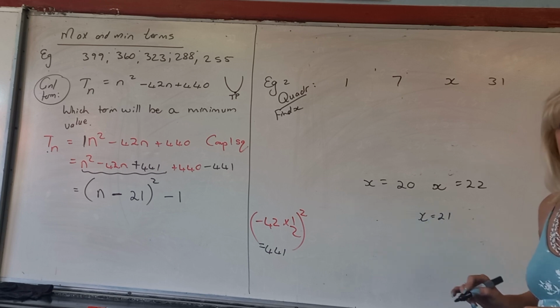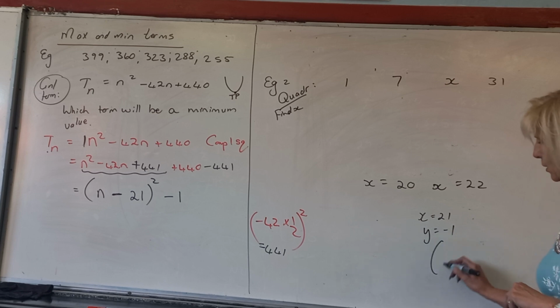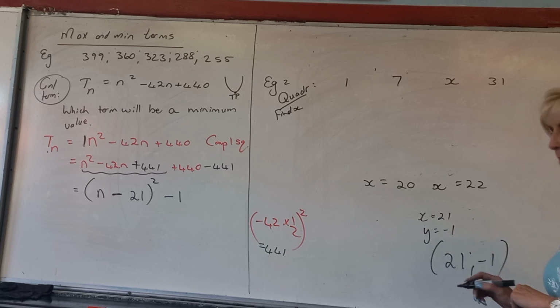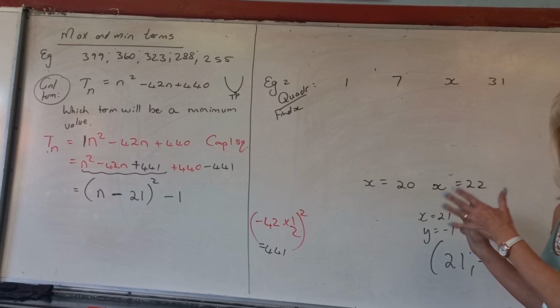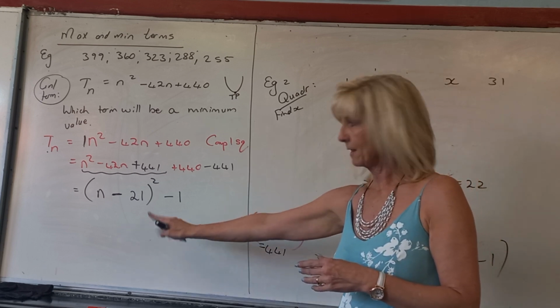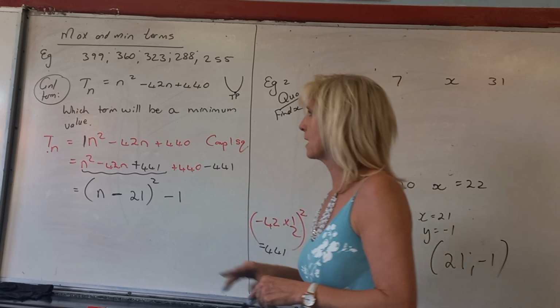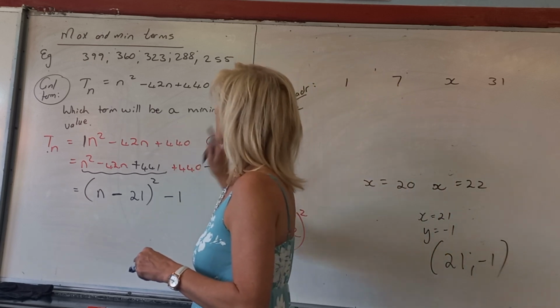And then the y value for that minimum they told you was negative 1. Basically telling you that the turning point is, fantastic calculator. What's happening here? It's exactly the same thing. Please answer the question. My question was, which term will be a minimum value?